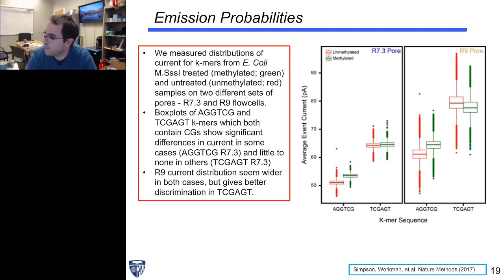When we looked at the R9 pore, which is the smaller pore that's sub 1 nanometer in terms of its aperture, we find that we still see a pretty big difference in this K-mer, although the distributions generally are wider. And now we're even able to pick up a difference in this K-mer, although it's still pretty weak and not that significant. There's clearly a difference there. So this gave us lots of enthusiasm to move forward.